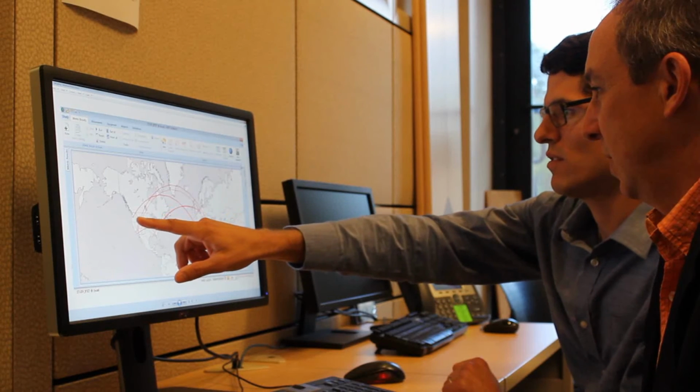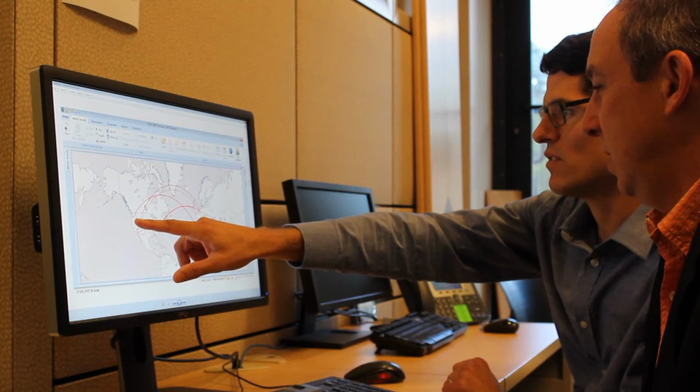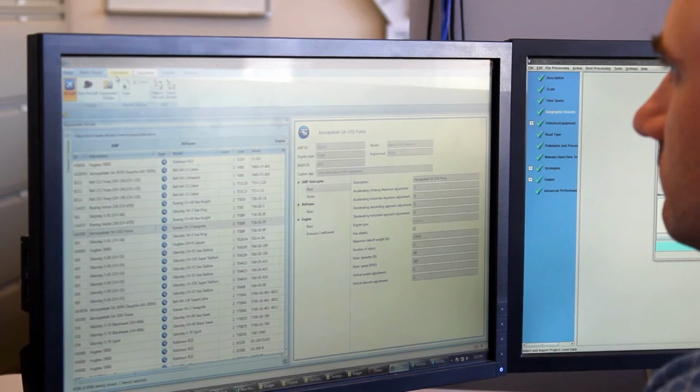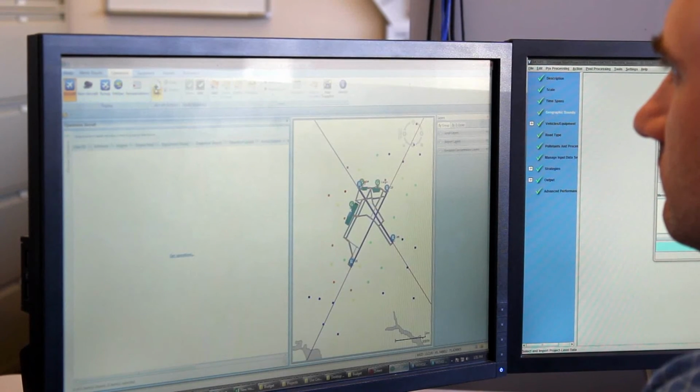As the world evolves, other tools and other data sources evolve, and the intention is to keep AEDT at the forefront and state of the art. We're going to continue to listen to stakeholders to understand what's most important to them in terms of ongoing improvements in the science and the data beneath AEDT.